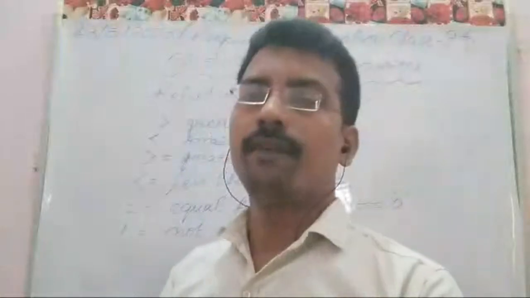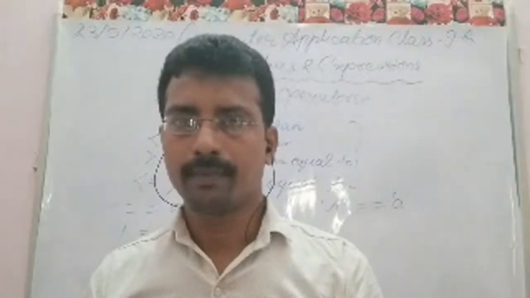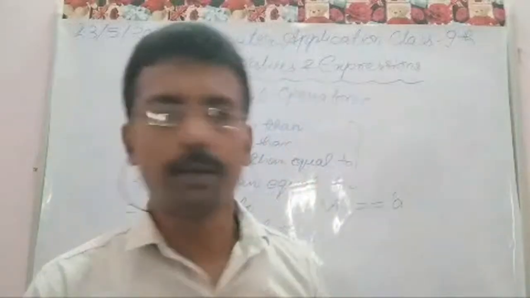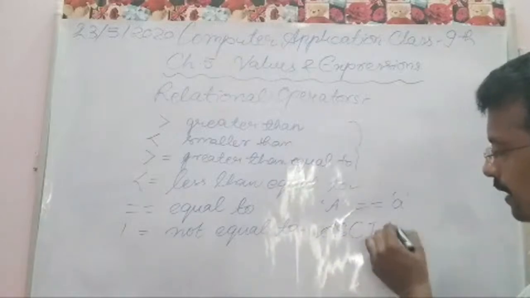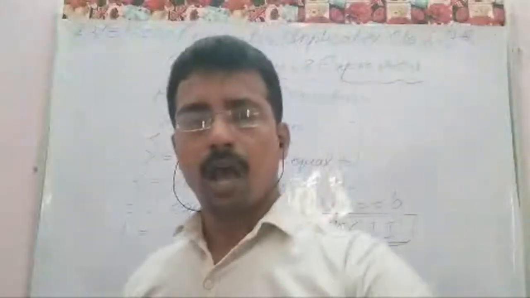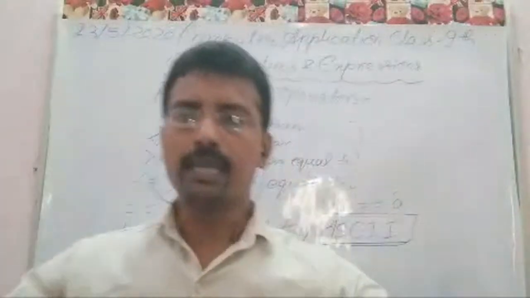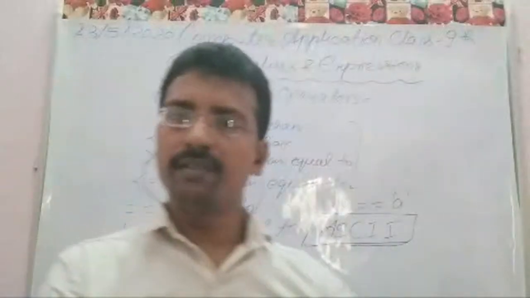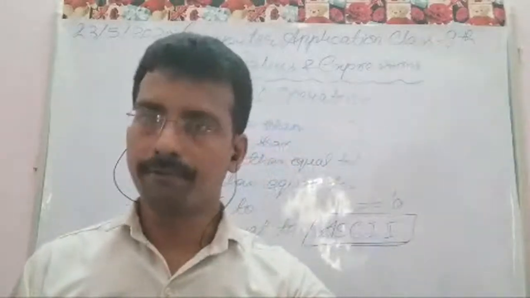See what happens in the Java environment, or in the computer environment: every character has been given a specific number value for understanding the working of the computer. It was predefined, and this particular number value is called the ASCII value. This ASCII value exists for all the keys you see on your keyboard. All keys have a predefined ASCII value, represented in number form.